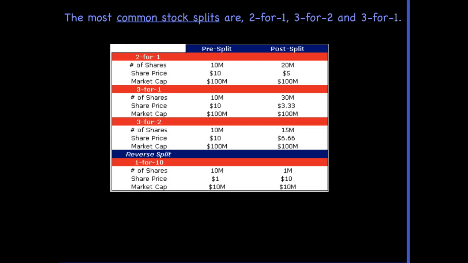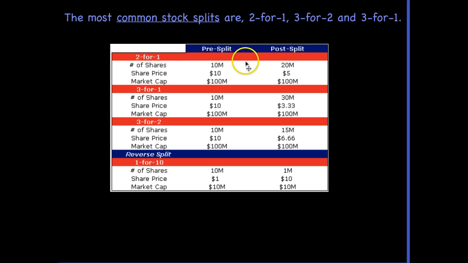So let's look at some of the more common stock splits. We have a 2-for-1, a 3-for-2, and a 3-for-1. Now realize that there's a lot of different ones. And in this chart you can see we have a 1-for-10 as well. But these are some of the more common stock splits you're going to see. And if you'll notice, this chart analyzes number of shares, share price, and market cap, which again is the total value of the shares outstanding.